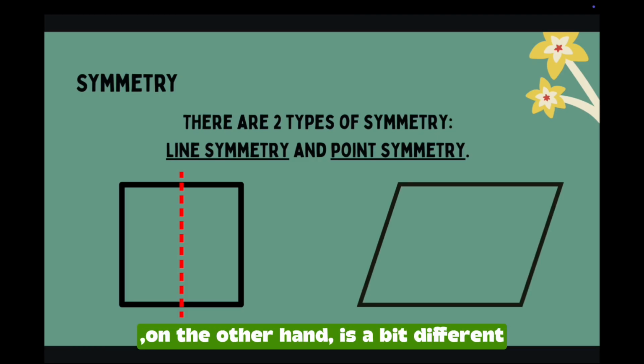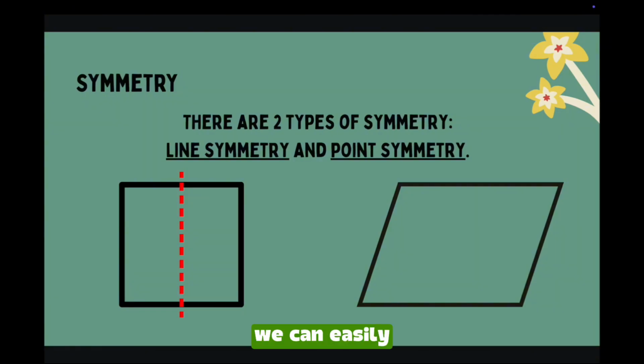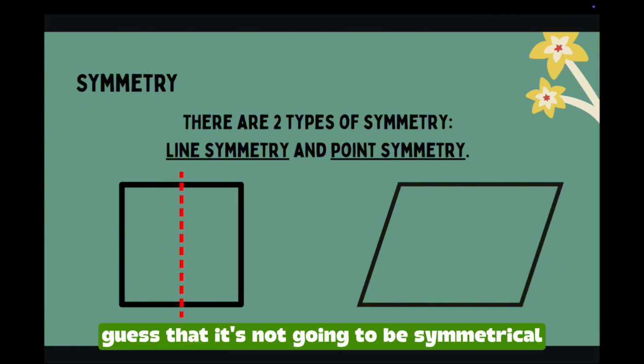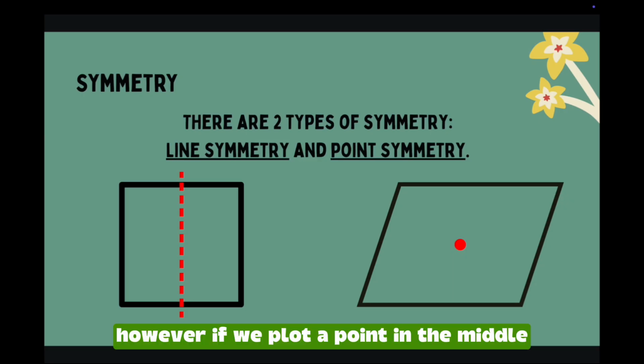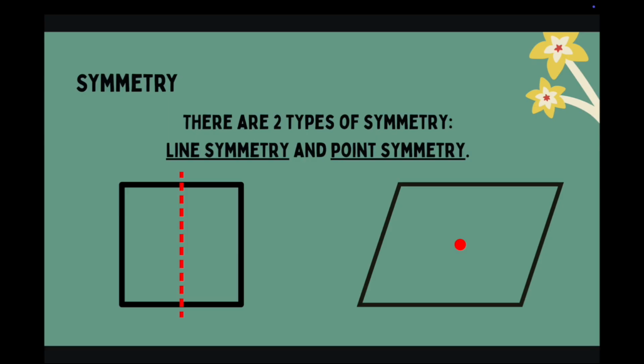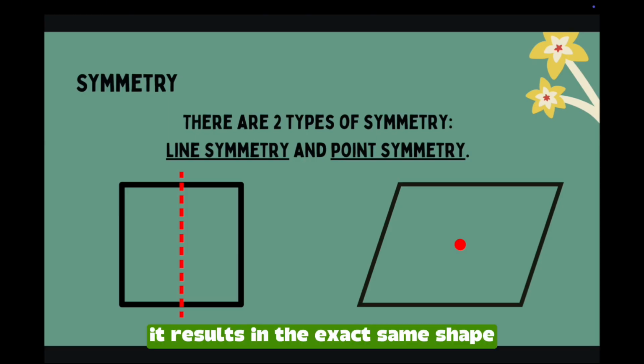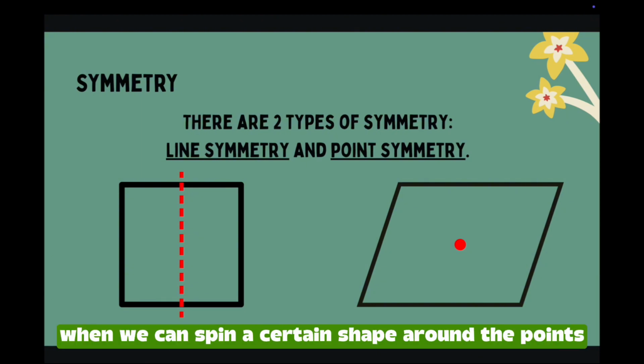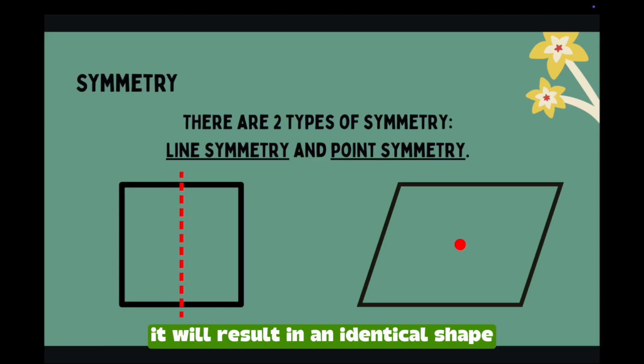Point symmetry, on the other hand, is a bit different. If you look at this parallelogram, we can easily guess that it's not going to be symmetrical in terms of line symmetry. However, if we plot a point in the middle and spin the parallelogram around by 180 degrees, it results in the exact same shape. This is called point symmetry. When we can spin a certain shape around the point, it will result in an identical shape.